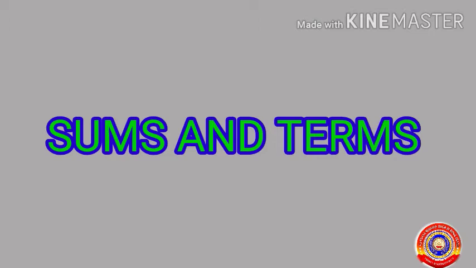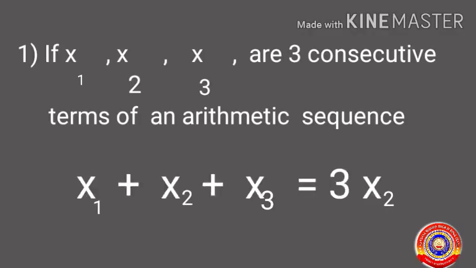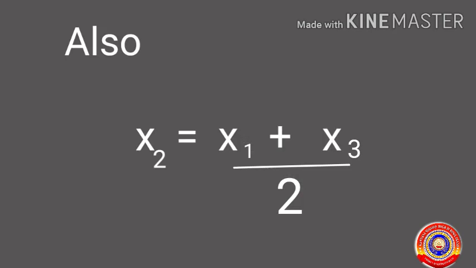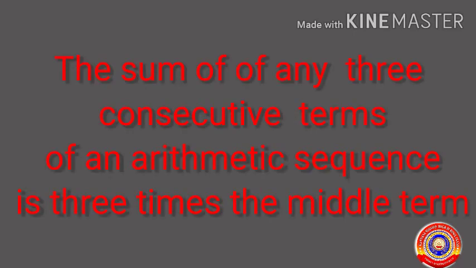Today we are going to start a new topic, sums and terms. If x1, x2, x3 are three consecutive terms of an arithmetic sequence, then x1 plus x2 plus x3 equal to 3x2. Also we can say that x2 equal to (x1 plus x3) by 2. In short, we can say that the sum of any three consecutive terms of an arithmetic sequence is 3 times the middle term.